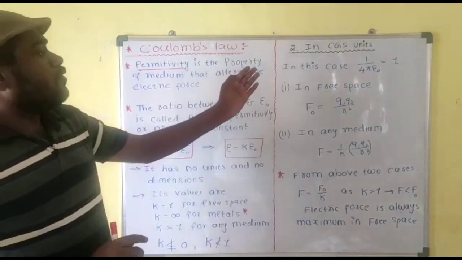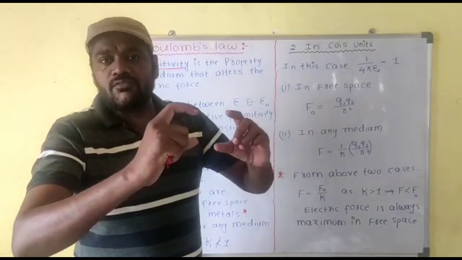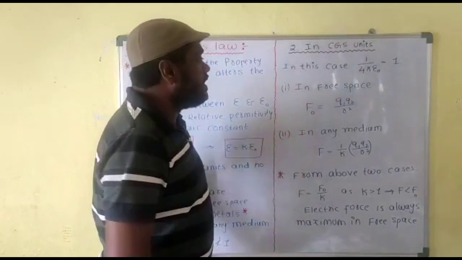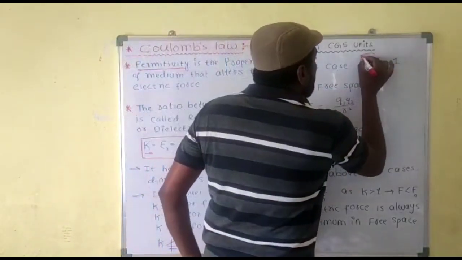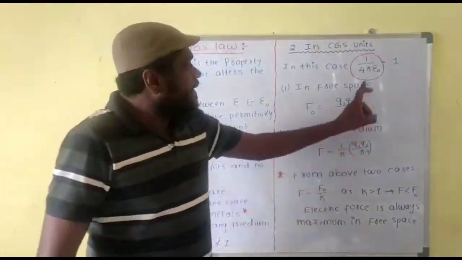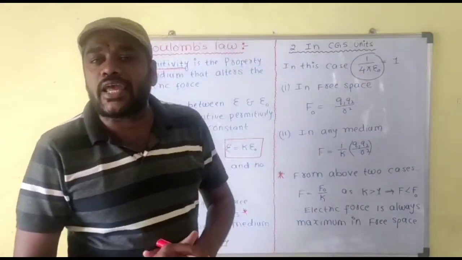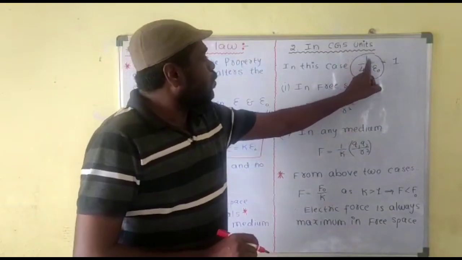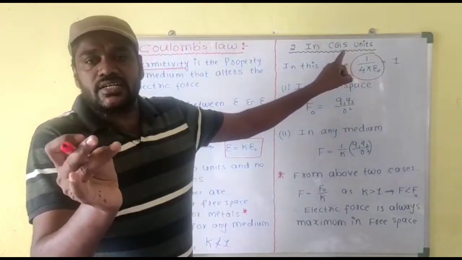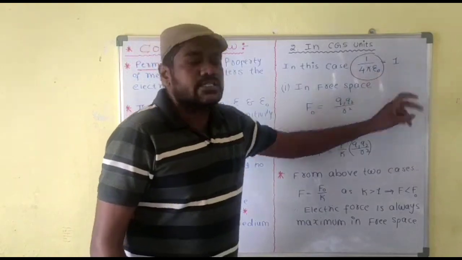Now, in the CGS units. In the first case, all Coulomb's law was expressed in terms of SI units. In the second case, in CGS units, in place of 1 by 4 pi epsilon naught, you just keep it equal to 1. In the SI system, its value I gave in the first video: 1 by 4 pi epsilon naught is equal to 9 into 10 power 9. But here, when all quantities, charge, distance and force, are expressed in CGS, 1 by 4 pi epsilon naught is equal to 1.